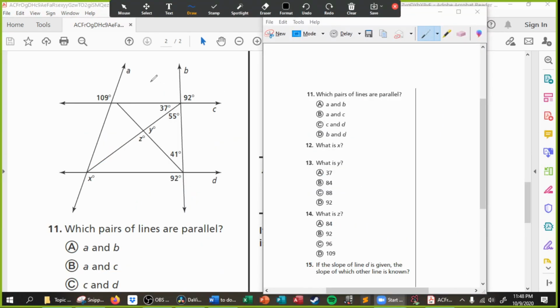Questions 11 through 15 require this diagram. So I just took a screenshot of the questions so that we can use the diagram a little bit larger and easier for us to see.